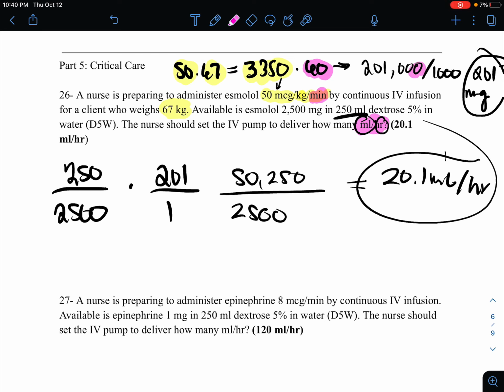And then you get this giant scary number right here. Remember, this is in micrograms. So to get micrograms to milligrams, you divide it by 1,000 to make it a less scary looking number, and you'll get 201 milligrams. And from there, you set up the problem like we usually do. We put the 250 on top because we're looking for milliliters, and you put the milligrams on bottom because we want to cancel them out. Then we multiply straight across, and we get 20.1, and that's our answer.